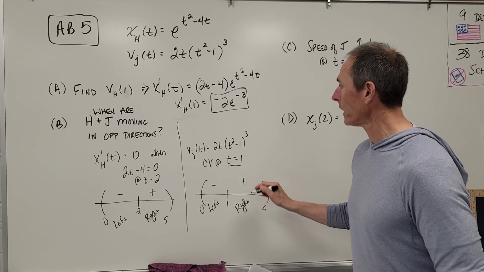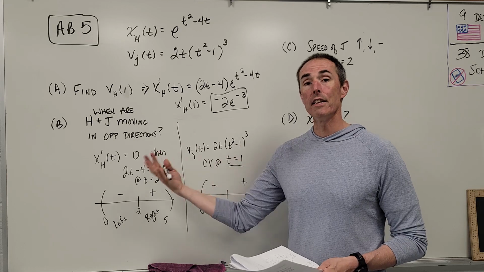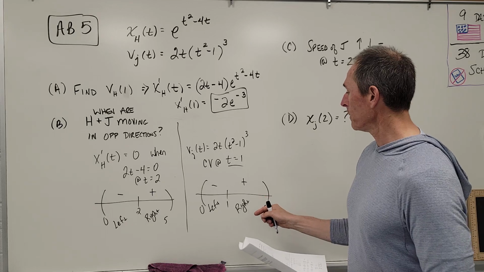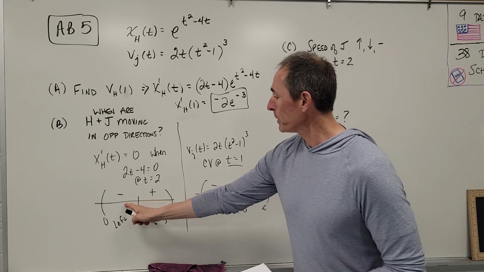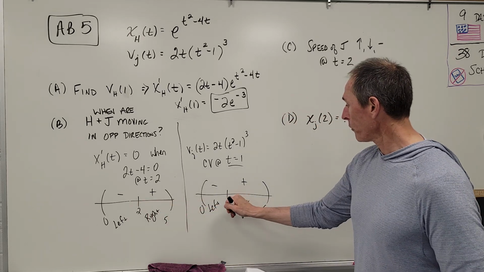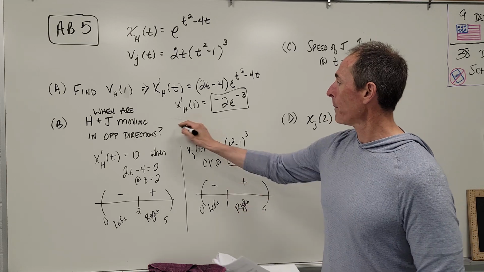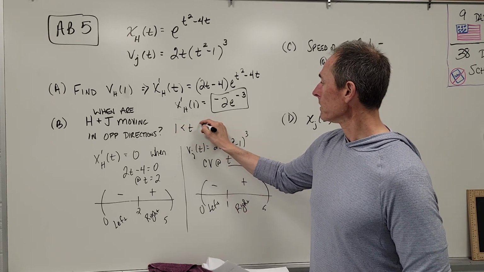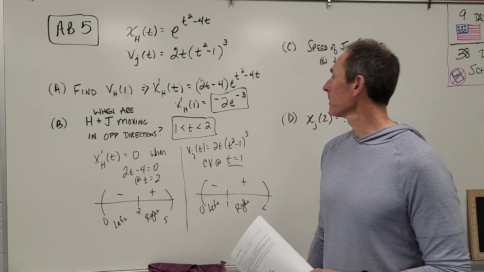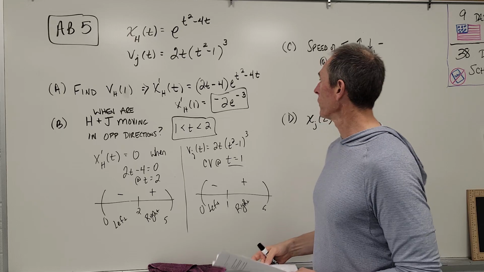So the question is, where are these two particles moving in opposite directions? AKA, where are their velocities different signs? We have to look very carefully, but it would have to be between 1 and 2, because between 1 and 2 the velocity of H is negative, but from 1 on, the velocity of J is positive. So these particles are going to be moving in opposite directions when t is between 1 and 2. The justification there is what I just mentioned in terms of velocity being positive versus negative.